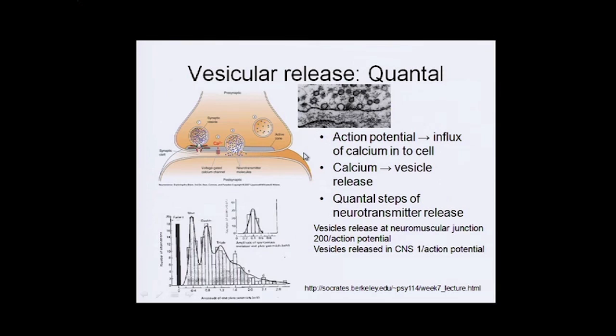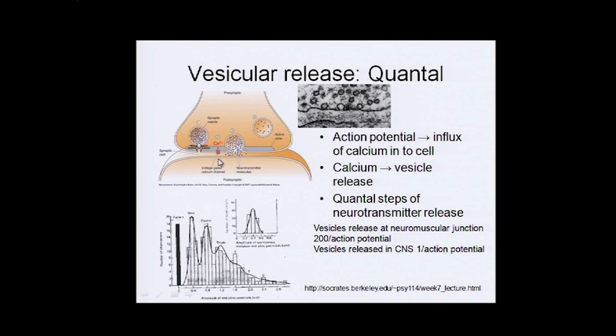And it also doesn't happen all at once. There are all these vesicles waiting for the action potential to arrive, and they actually release in quanta. So you can see here this is looking at the rate that they're being released, and it kind of peaks and dips and peaks again in these steps. And this is because you can only have so much area that the vesicles can release on.